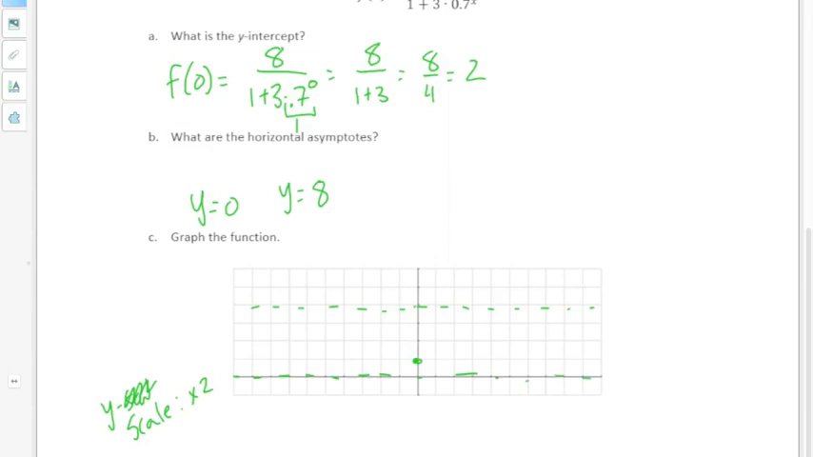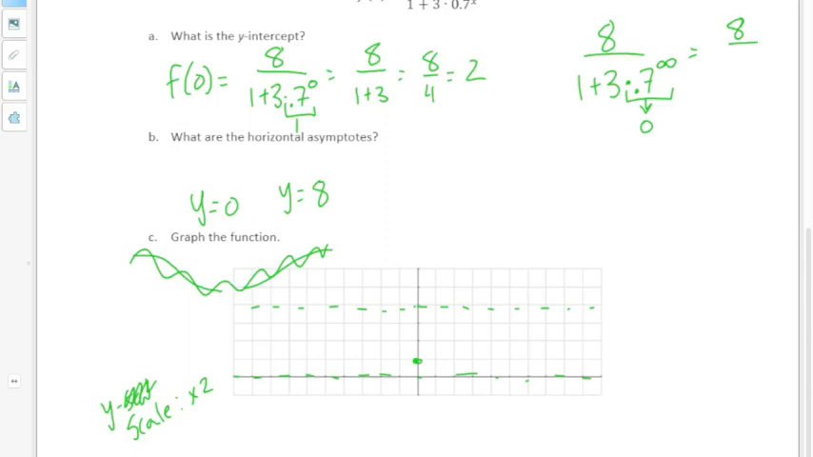What I really need to do is figure out whether the graph is going to go like this or like this as it approaches those asymptotes. So I need to do a quick check of at least one of them by plugging in infinity. If I do 0.7 to the infinite power, this gets a little bit tricky. Since it's a number less than 1, it's getting smaller, so this tends towards 0. Which means this whole thing is really just 8 over 1 plus 3 times 0, or really just 8. So when x is approaching infinity, y is approaching 8.